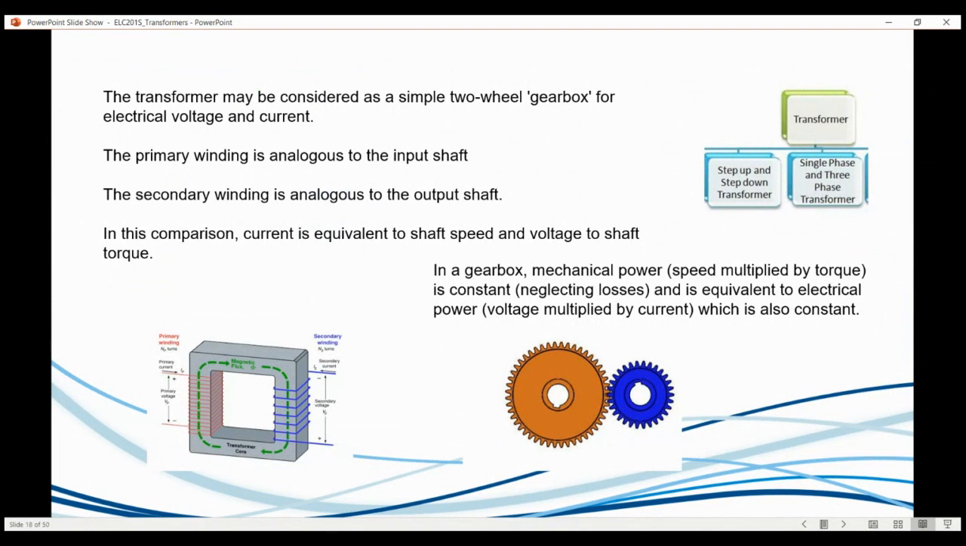A transformer may be considered as a two-wheel gearbox. The primary side is analogous to the input shaft, and the secondary side is analogous to the output shaft. Think of current as equivalent to the shaft speed and voltage as equivalent to the torque. In a gearbox, increasing the torque gives you a slower speed, and increasing the speed gives you lower torque. The mechanical power, speed times torque, is constant, neglecting losses, and you come to electrical power, which is voltage times current. Don't you find it interesting? VI equals P, and T times omega equals P. It's the same thing. Do you get the analogy?